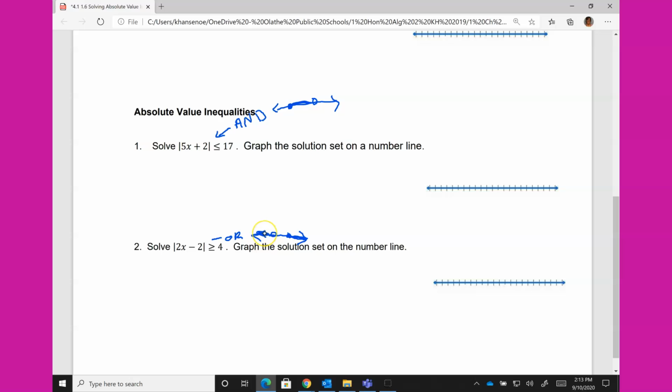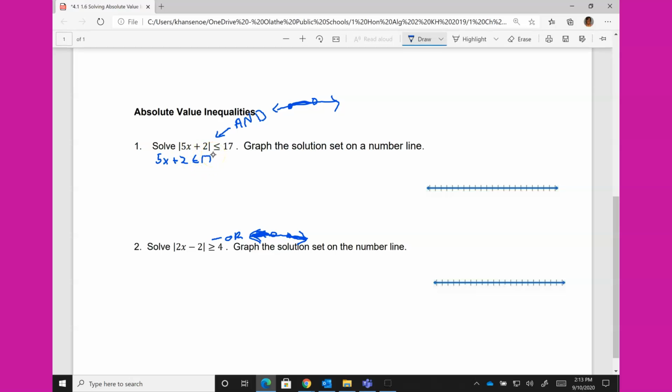So what I'm going to do is work these two problems with you. Really, I'm not teaching you anything new. We've talked about absolute value equations, and we've talked about inequalities. So I'm going to do one or two problems with you here. Right now, this is by itself, so that means I can write my two inequalities. I'm going to write 5x plus 2 less than or equal to 17. That is no different than what we've already done.